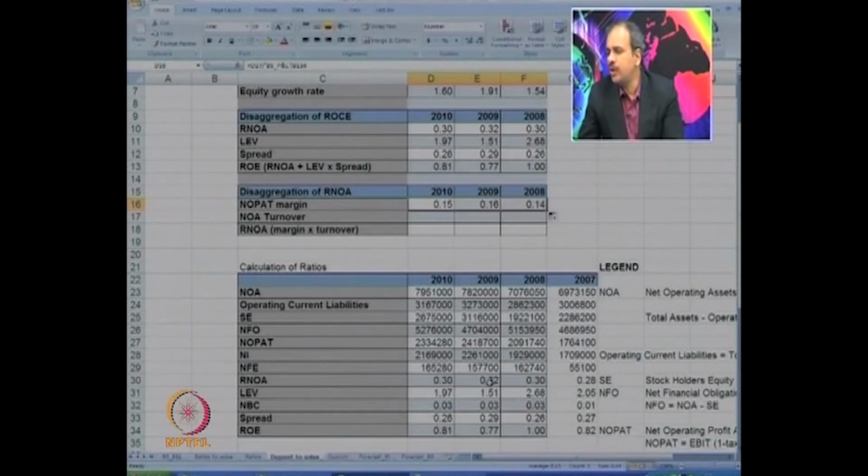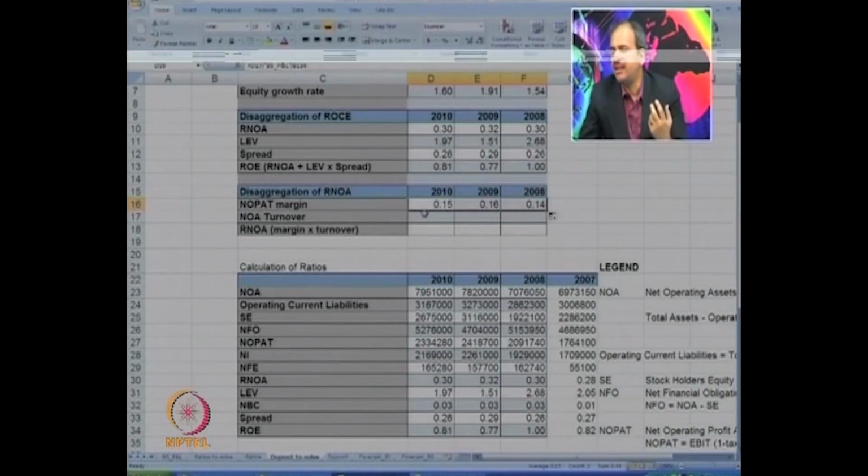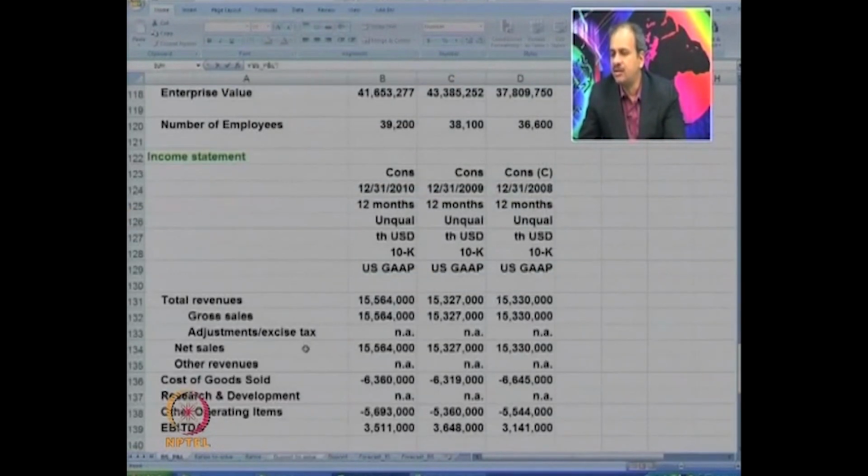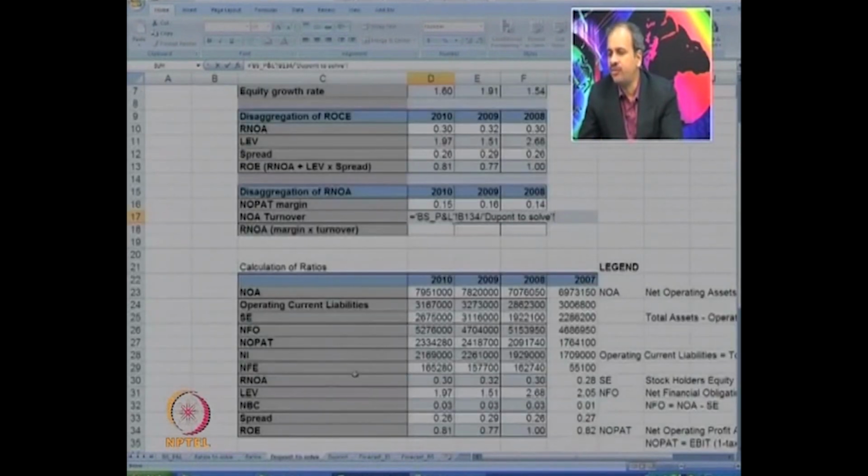Next, we are trying to look at NOA turnover. So, how effectively we are able to use our net operating assets. We try to link the sales and take them as a percentage of NOA.